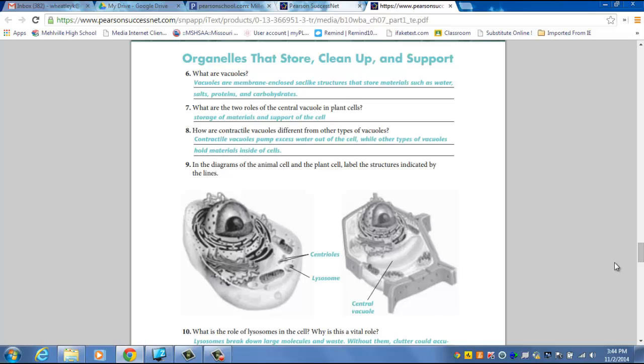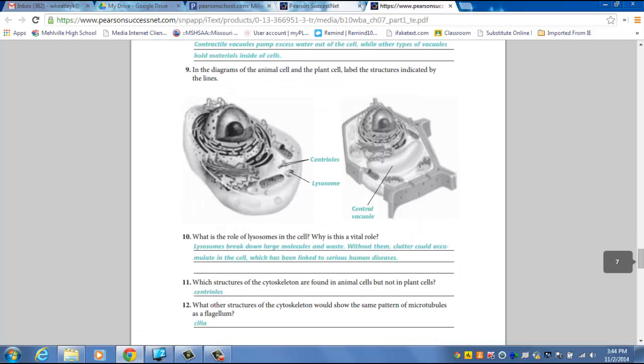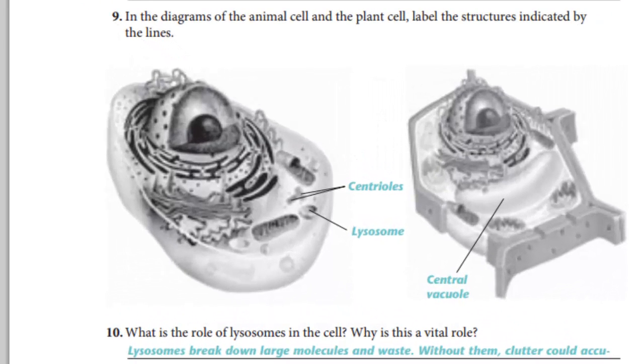Contractile vacuoles are different from other ones because they're actually pumps. They're going to pump the water outside of the cell. Usually all the vacuoles are going to hold storage things. In the diagrams, it asks you to label the things. The top one is centrioles. Centrioles are going to be utilized only in replication of the cell.